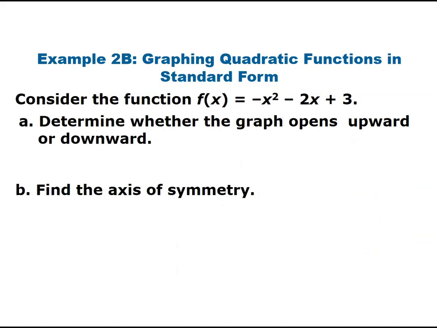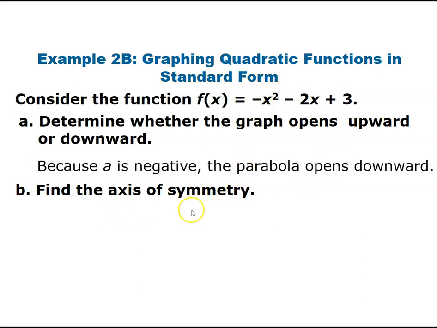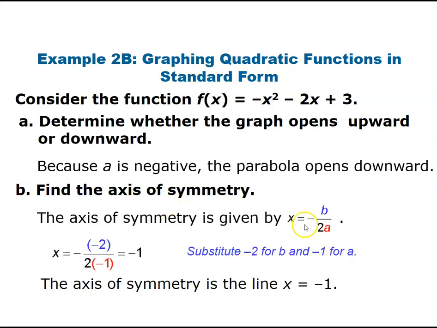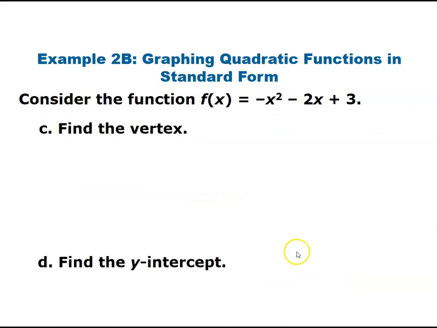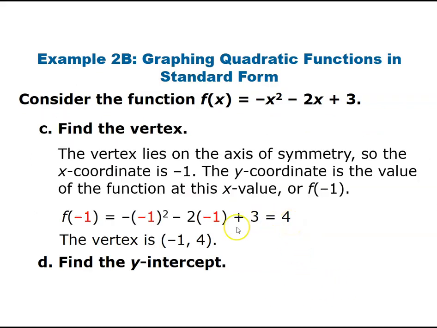So next, we have example number 2. Consider the function f of x equals negative x squared minus 2x plus 3. Here it's negative, so therefore it opens downward. Find the axis of symmetry. So x equals negative b over 2a. Therefore the axis of symmetry is equal to negative 1. And then to find the vertex, we let x equal negative 1. So therefore you can have negative 1 and positive 4. The y-intercept is equal to 3.